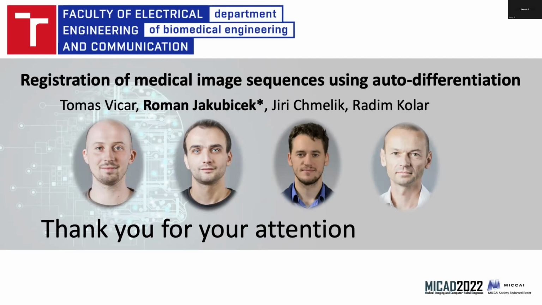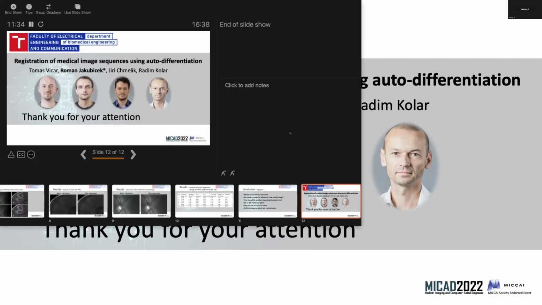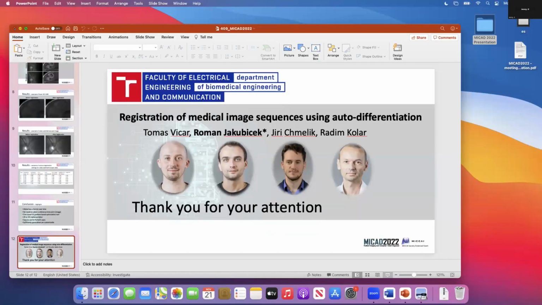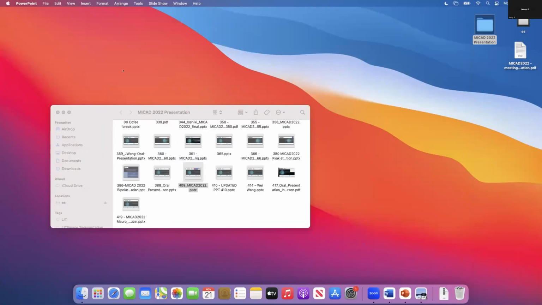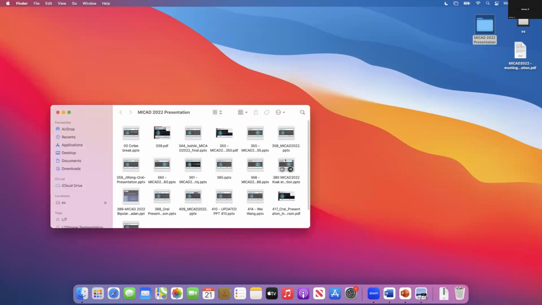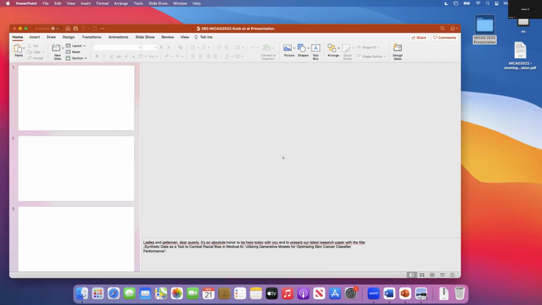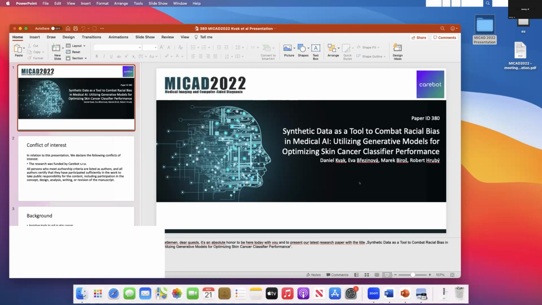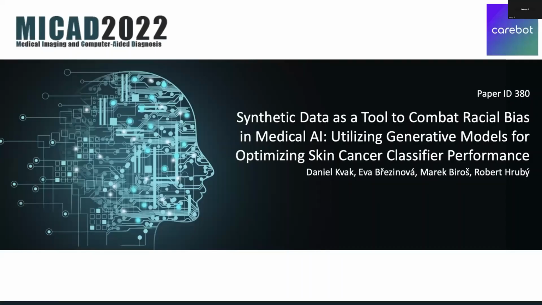Our next presenter is Daniel. He's a PhD student at Masaryk University, and he's also the CEO of Kvak, a company that develops decision support systems for medical imaging. His research focuses on clinical application of machine learning solutions, design of implementation that deals with respect to medical workflow and regulatory strategies of AI systems. So today, he will present a paper titled Synthetic Data as a Tool to Combat Racial Bias in Medical AI.